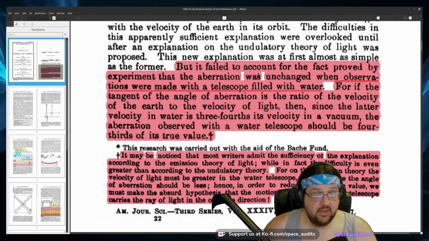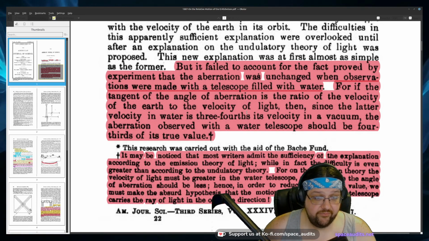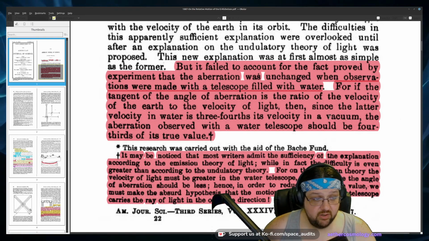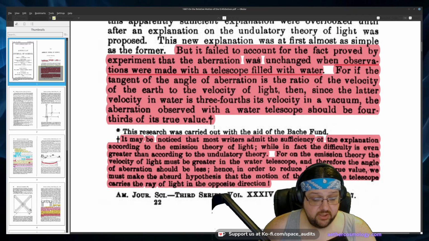So he says here, but it failed to account for the fact proved by experiment that the aberration was unchanged when the observations were made with a telescope filled with water. For if the tangent of the aberration is the ratio of the velocity of Earth to the velocity of light, since the latter velocity in the water is 3/4 its velocity in a vacuum, then the aberration observed with water in the telescope should be 4/3 its true value, with a little asterisk here.